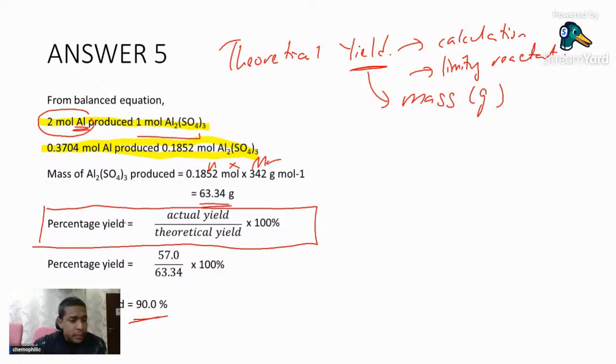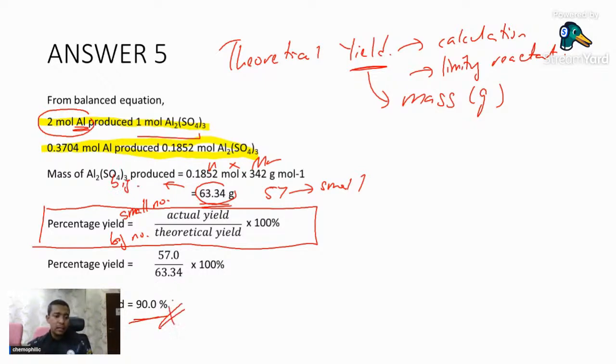Kalau you lupa, percentage yield ni very simple. Another way you boleh ingat, atas must be small number, bawah ni big number, because percentage cannot exceed more than 100%. So sekarang awak ada 60.34, satu lagi number is 57. Ini kecil, ini besar. So that's why 57 divided by 60.34 dapatlah the percentage yield.